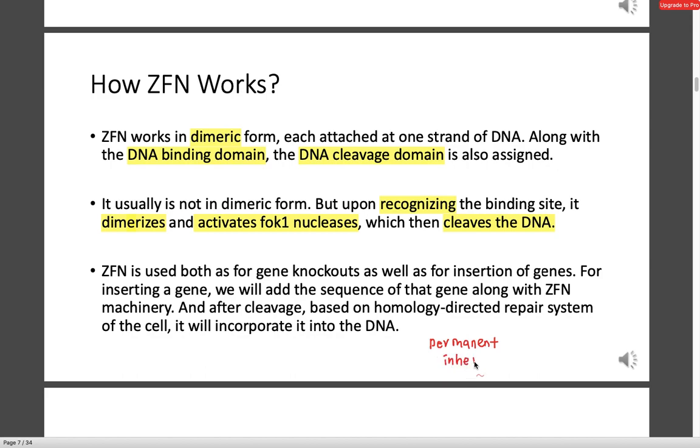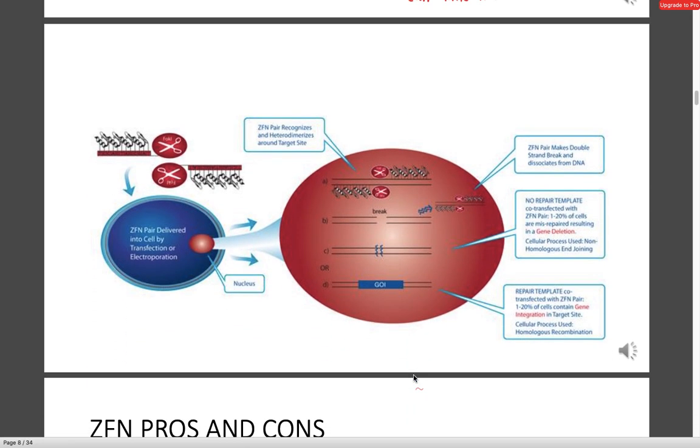Basically if you look here, this is how it works. The ZFN pair is delivered into the cell by transfection or electroporation. So this is the process. It was inserted inside the nucleus. Here the ZFN pair recognized and heterodimerized around the target site. Once you know the target site, because here you create the target site sequence, it knows where the site is, then FokI will take place here. So the ZFN pair makes a double-stranded break and dissociates from DNA.